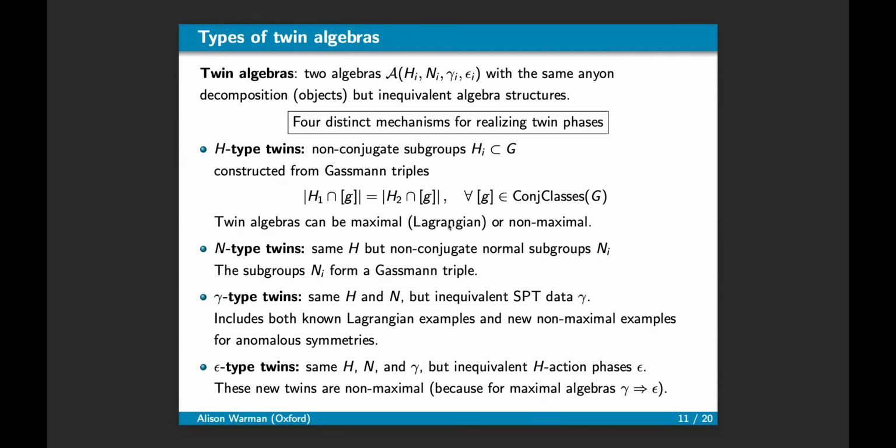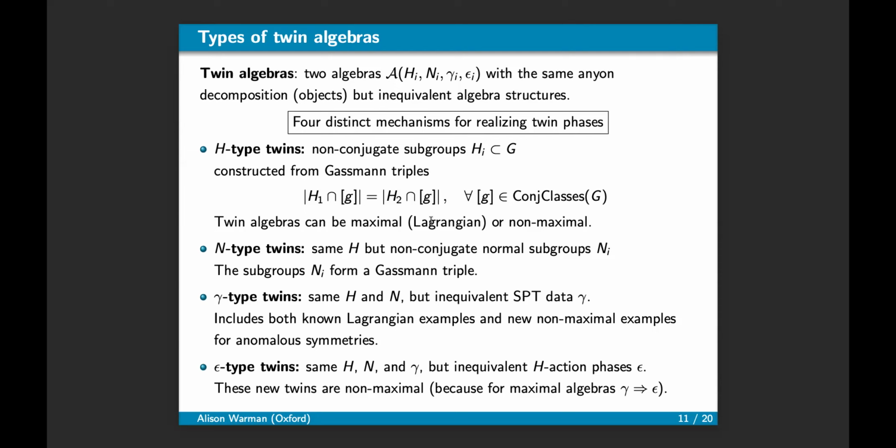Now, how can we get these twin phases from the algebra data? What are the types of twin phases? Now, remember that there are 4 bits in the algebra data. There are 2 subgroups, H and N, and 2 additional pieces of data, which are basically 2 cochains, gamma, and then the H epsilon and epsilon. Okay, so we have these 4 bits of data, and we can have twin algebras come in from each of these 4 types. So, for example, we can have H-type twins if we have non-conjugate subgroups H, but the same anyon decomposition.